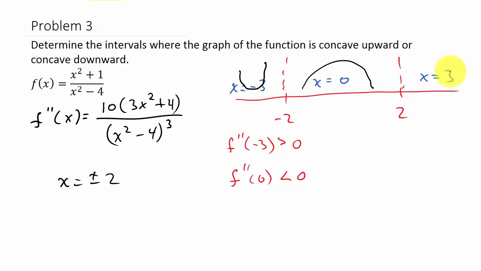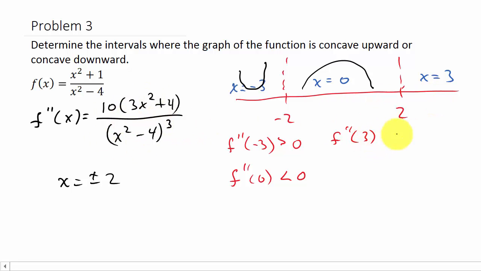And now we plug in the 3, so f double prime of 3. When I plug that in, I'm going to get a positive, and so since this was positive, it's concave upward on this interval.